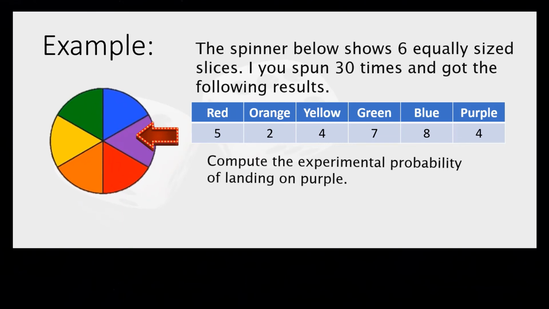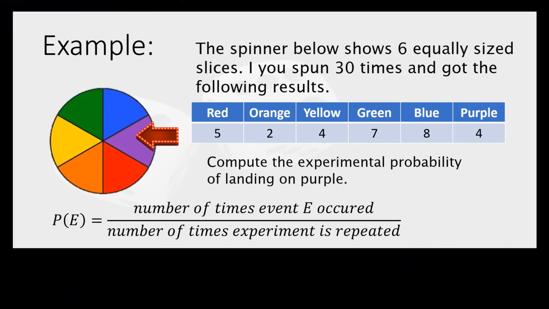Next, compute the experimental probability of landing on purple. So using our formula, identify natin yung number of times event occurred. Okay, since we are looking for the probability of landing on purple, so tingnan natin, we have 4 times that the spinner landed on purple. So yun yung number of times event occurred. And the number of times experiment is repeated, yun yung 30 times. So we have now the probability of landing on purple is 4 over 30, or that is equivalent to 2/15.